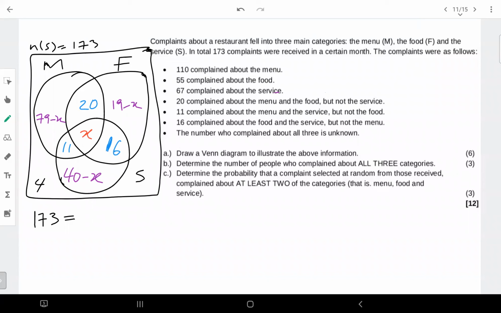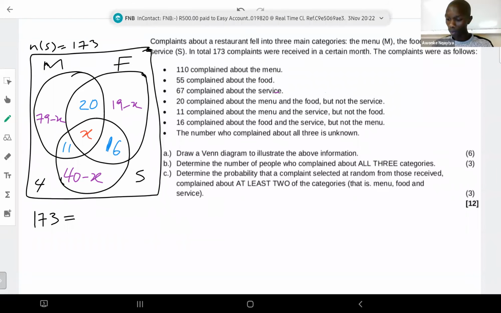So that 4 will represent the complaints that were not about menu, food, or service. Sure. If we had 4 people that didn't complain about these 3 things, would that be written with the bullet points, or would we first calculate and then realize we have a number left? No, we will have to write it before we calculate. So it would be part of the bullet points. Yes, it will be part of the bullet points.